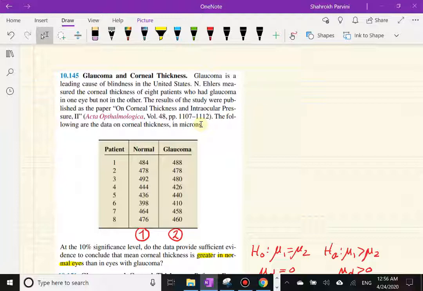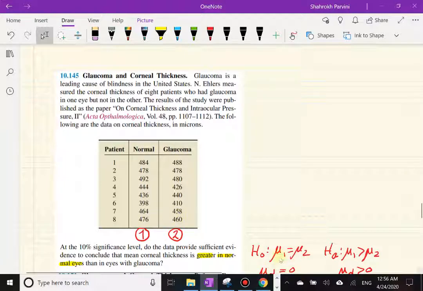Very small measurement. So I went ahead and labeled these 2 populations. My population 1, these are the people with normal eye. These are the measurements of corneal thickness for the normal eye. And these are the corneal thickness of the eyes with glaucoma. And notice patient 1, 2 is the measure in both eyes on the same person. So I called my normal eye population first, glaucoma eye second population.